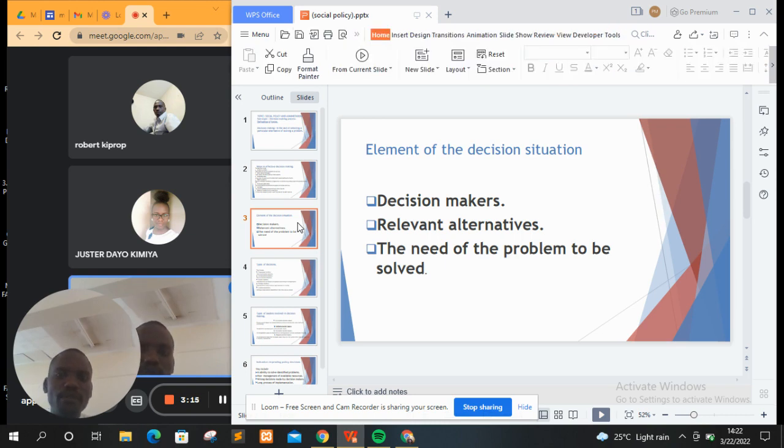We can also look at the elements of the decision situations. We have our decision makers, relevant alternatives, and the needs of the problem to be solved.